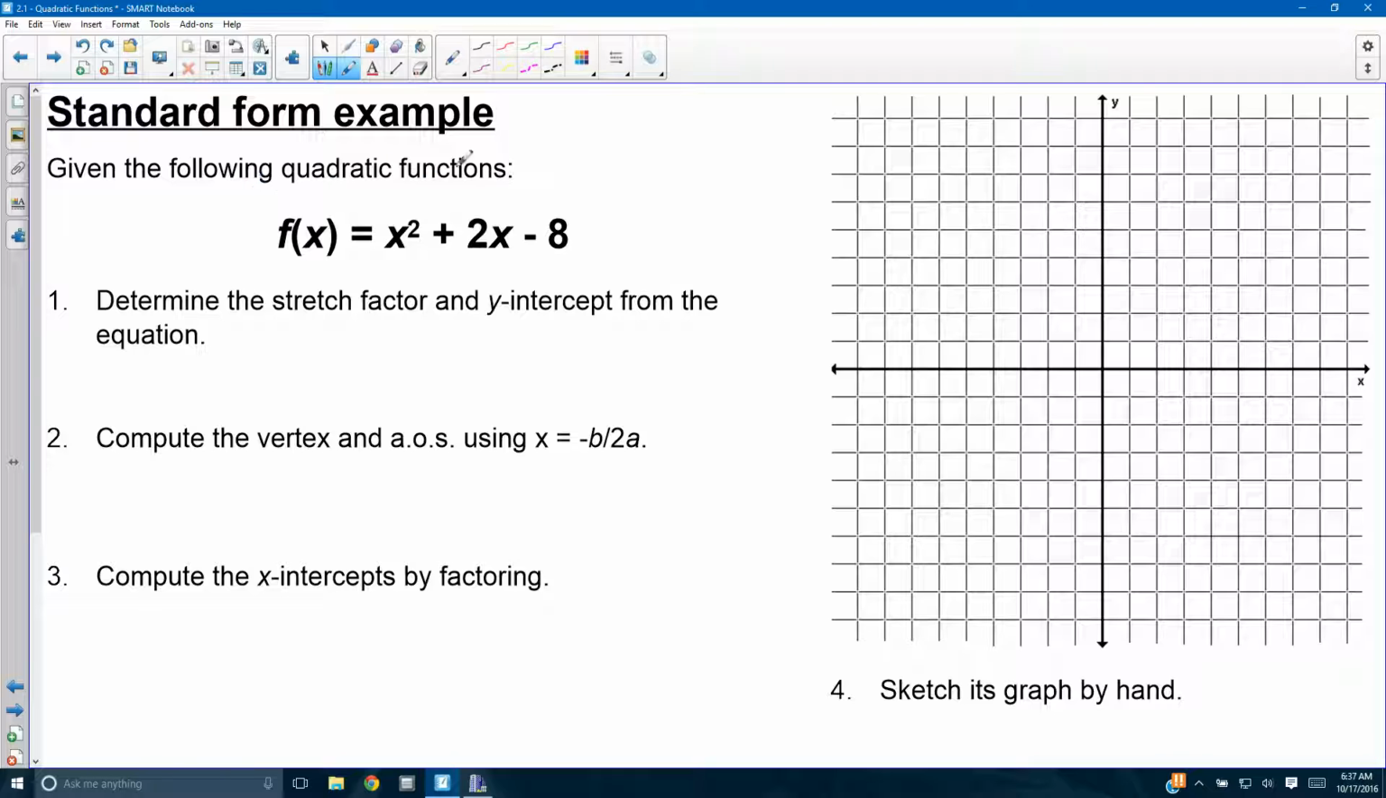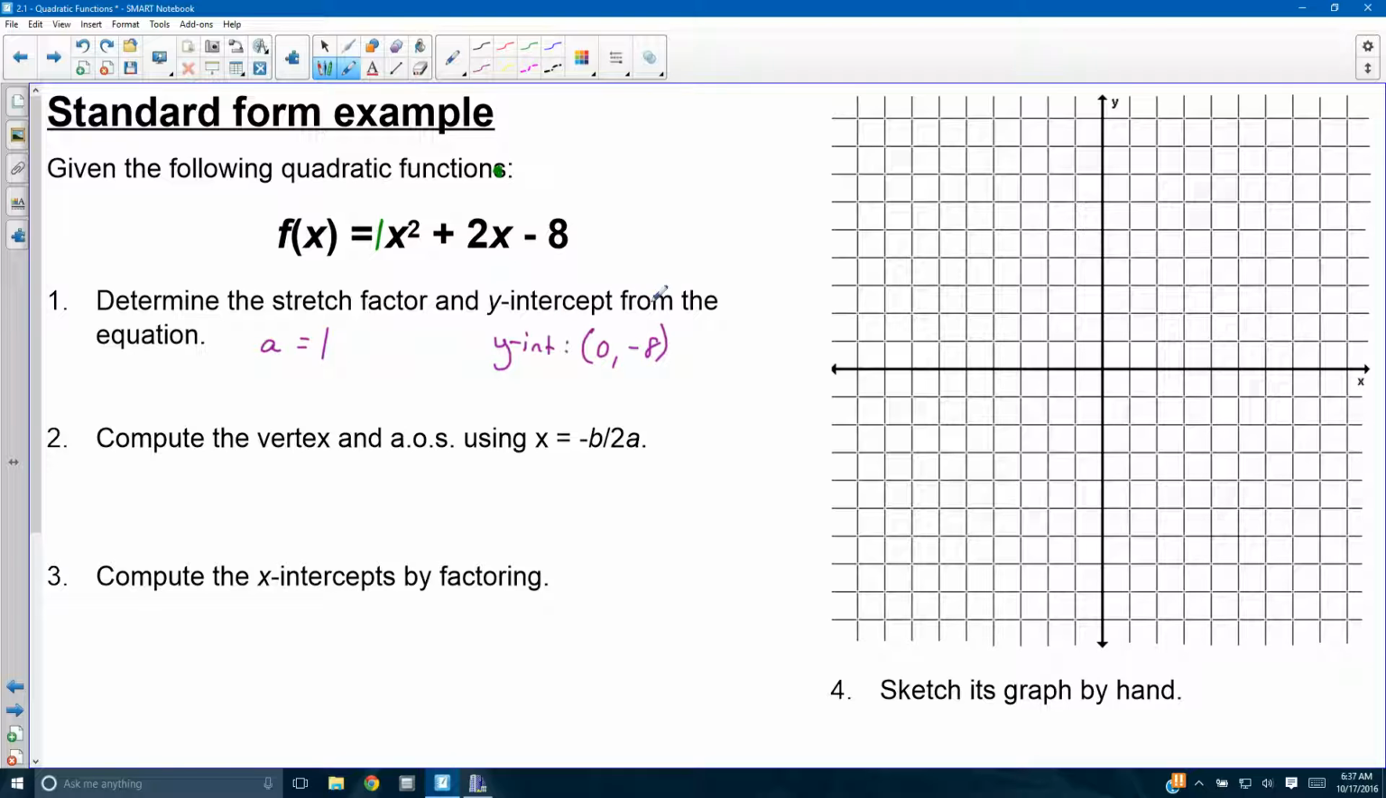Given the following quadratic function, x squared plus 2x minus 8, let's determine the stretch factor and the y-intercept just from the equation alone. Meaning, taking a look at this equation, can we pull out certain information? Yes, absolutely. Your a value is 1, and your y-intercept is at the point (0, -8). Again, when x is 0, you're just left with your constant.